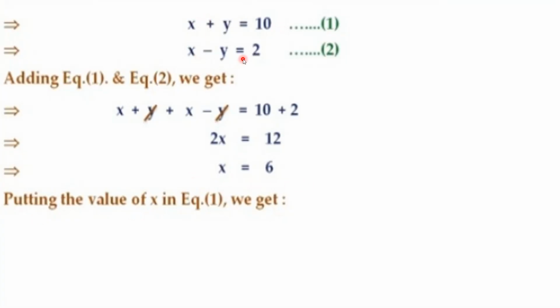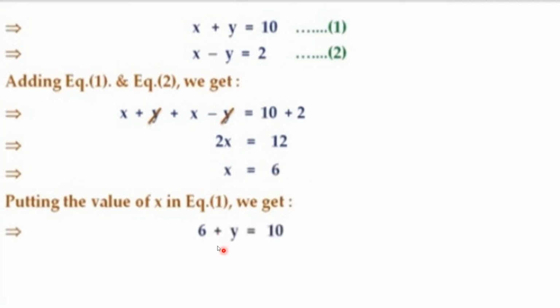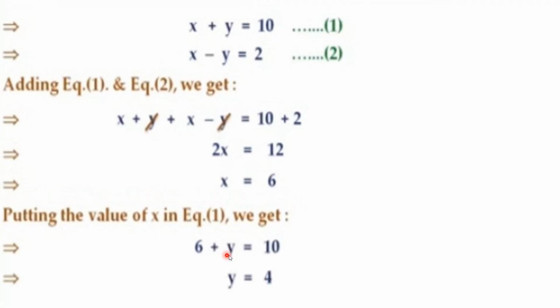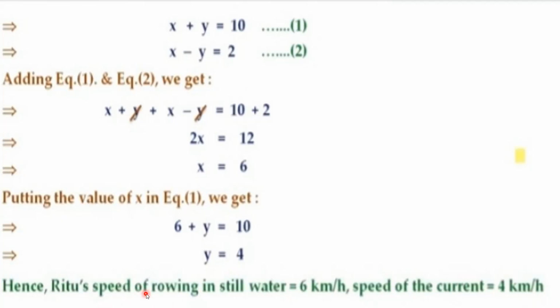Now substitute the value of x in equation number 1. Either you can use equation 2 also, it's not a problem. If you use the value of x as 6, then you are going to get 6 plus y is equal to 10. The value of y will be 10 minus 6, that is 4. Then what it is indicating children? Ritu's speed of rowing in still water is 6 km per hour and the speed of the water current is 4 km per hour. This is the way you need to read the statement problems, understand them, and convert the statement into equation form. Then you can easily solve it by the elimination method, children.